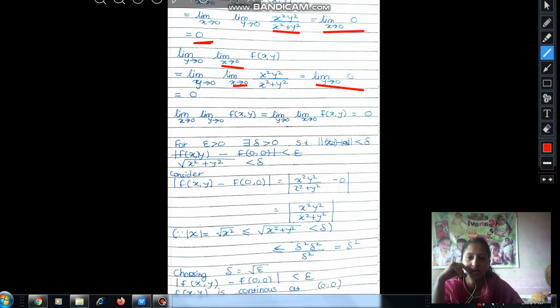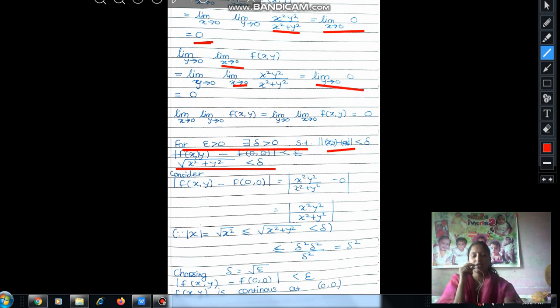So we check here: for epsilon greater than 0, there exists delta greater than 0 such that norm of (x, y) minus (0, 0) is less than delta. By definition, this becomes square root of x square plus y square is less than delta. Then we have to consider the modulus of f(x, y) minus f(0, 0). Now, what is the value of f(0, 0)? It is 0. So only f(x, y) remains.